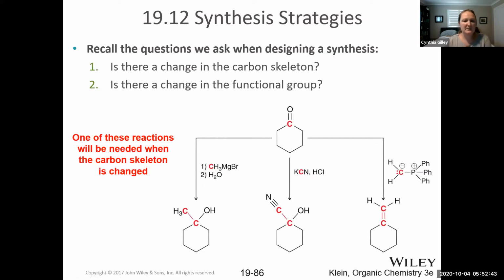Okay, let's talk about some synthetic strategies. Whenever you are dealing with a synthesis problem, you should be asking yourself two questions. Is there a change to the carbon skeleton? And is there a change in the functional group? If there is a change to the carbon skeleton, think about what reactions are available to you. In this chapter, if you're making a new carbon-carbon bond, the likely reactions are a Grignard reaction, cyanohydrin formation, and or the Wittig reaction if you want to generate a carbon-carbon double bond.